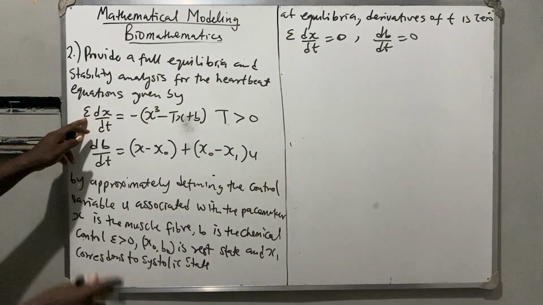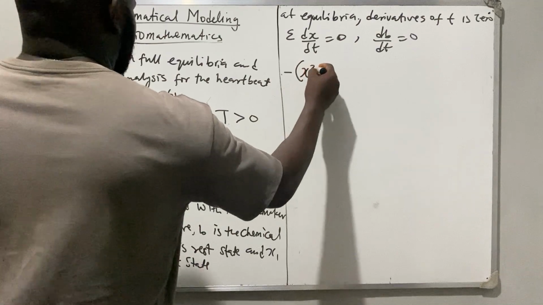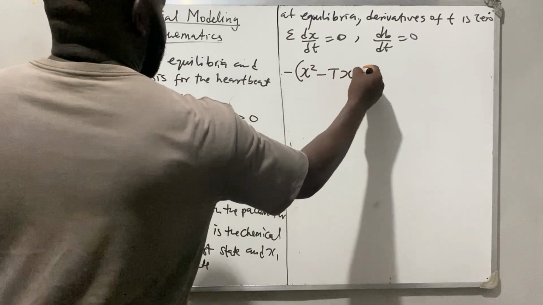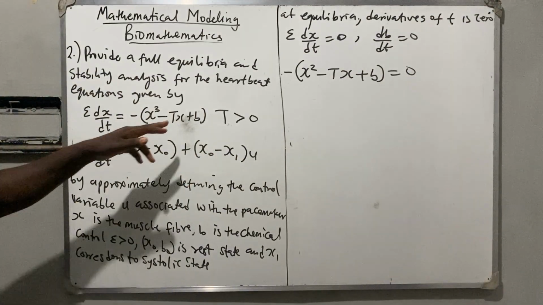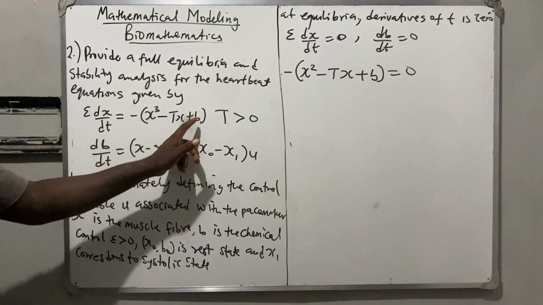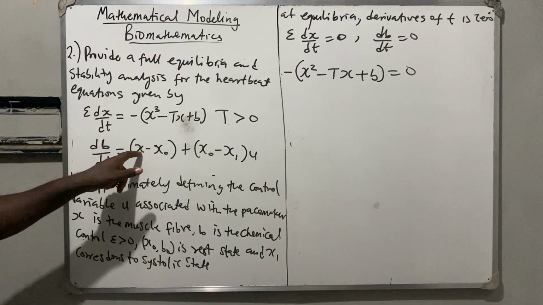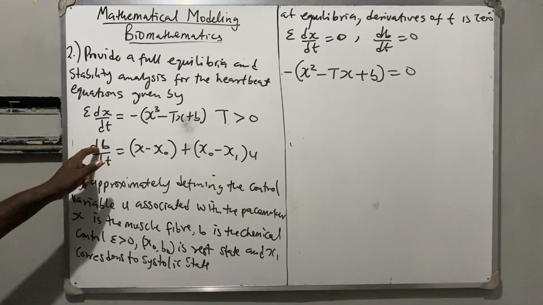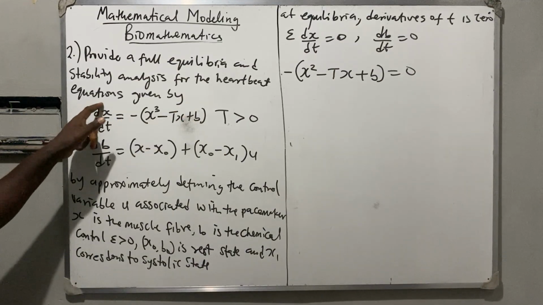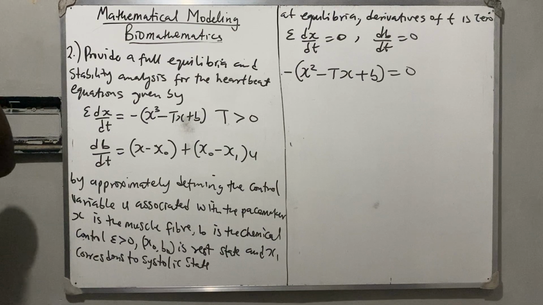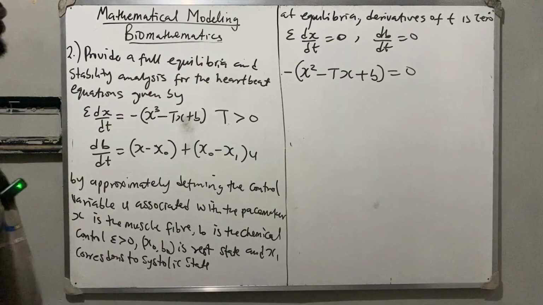So if we put 0 here, we have minus x squared minus tx plus b is equal to 0. If you equate this to 0, you make b the subject of the formula, and then you equate this one to 0 and make x the subject of the formula. There is b in the second equation, so we make b the subject of the formula from the first equation. There is x in the derivative of the first equation, so that's what we make the subject there. So let's make b the subject of the formula.